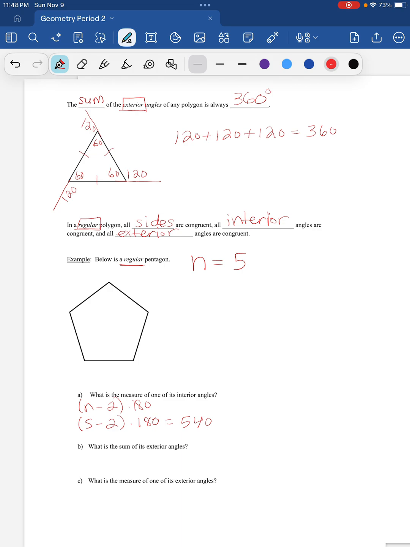Now that's the sum of all the interior angles in this regular pentagon. Well, if the sum of all of them is 540, and if this is a regular pentagon, that means each interior angle is congruent. So if I just divide this into 5 congruent angles, then I'll have my answer. And I get 108 degrees. So what that means is each one of these interior angles here measures 108.